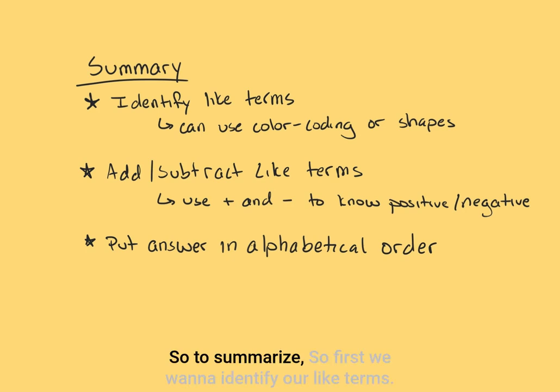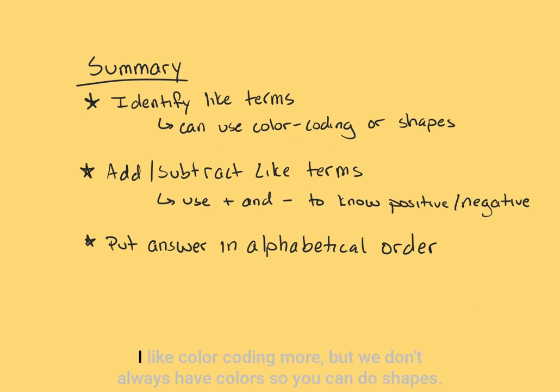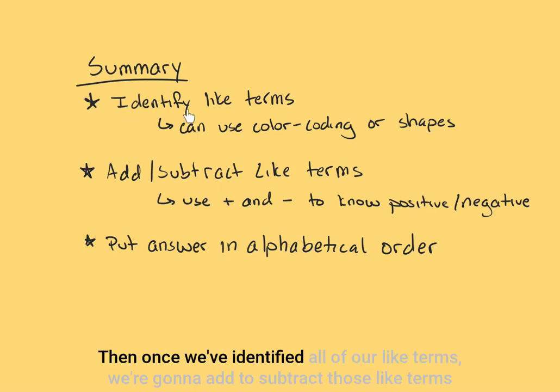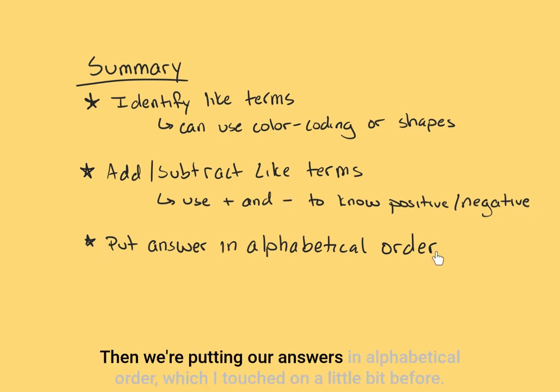So to summarize, first we want to identify our like terms. We can do that with color coding or with shapes. I like color coding more, but we don't always have colors, so you can do shapes. Then once we've identified all of our like terms, we're going to add or subtract those like terms together using our plus and the minus in the expression to know if it's positive or negative. Remember, the plus means positive, a subtraction in front of it means it's negative. Then we're putting our answers in alphabetical order, which I touched on a little bit before.